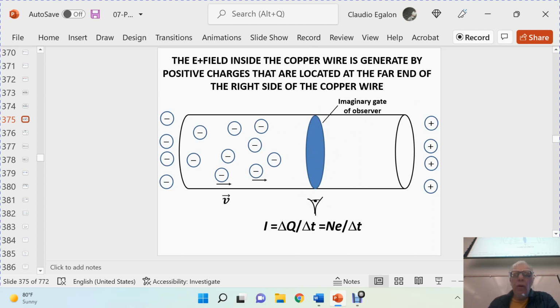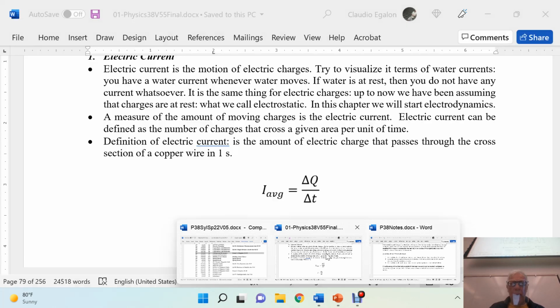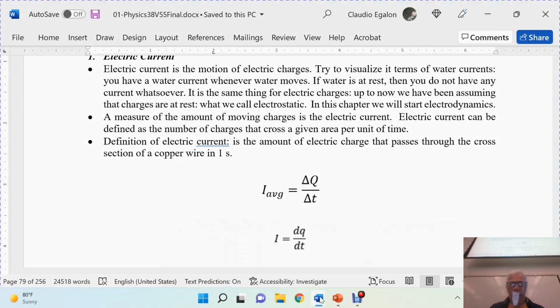So we have this little green man here observing, counting how many electrons go through it. It's going to be the number of the electrons, the charge of the electrons in the amount of time. That's how we define electric current. Delta Q over delta T. Okay? So let's document what we just said there.